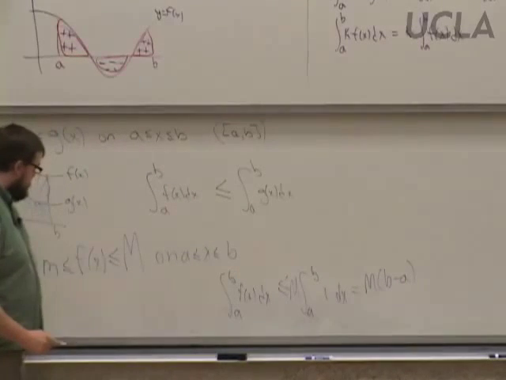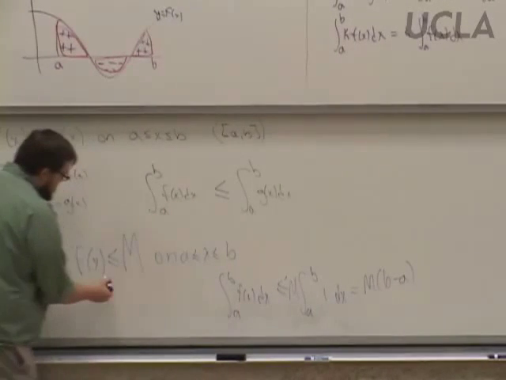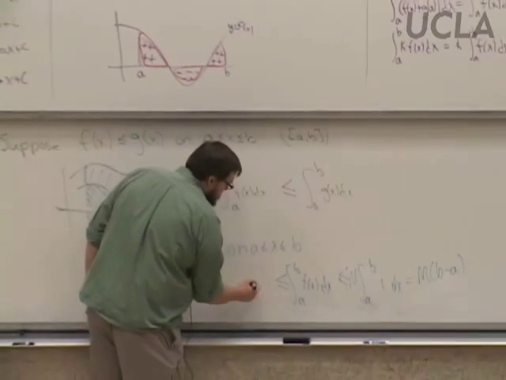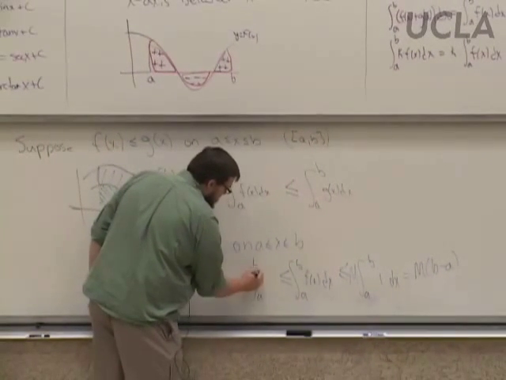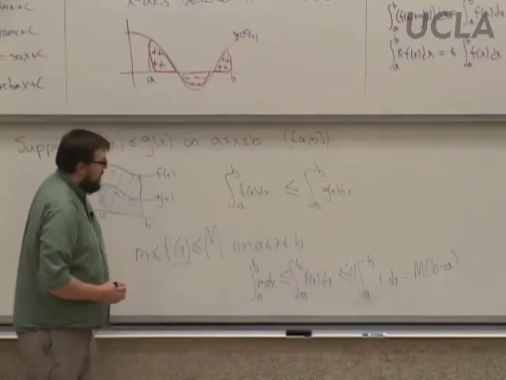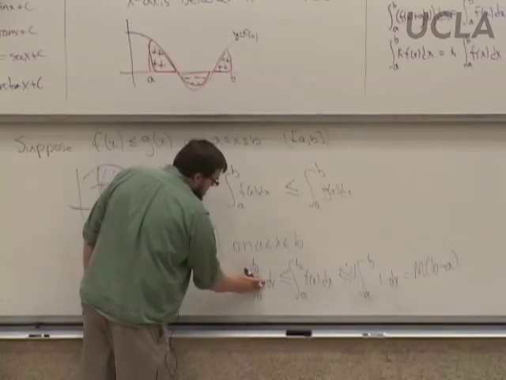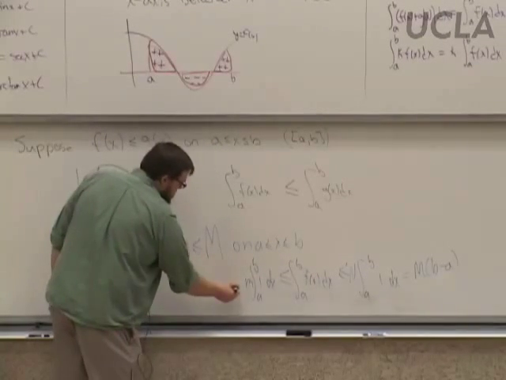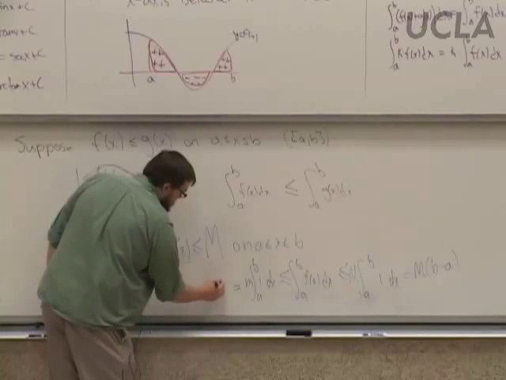On the other hand, I can apply the same inequality on this side. So this is greater than or equal to the integral from a to b of lowercase m dx. And I do the same trick, if you like. Factor out the lowercase m. And that's an easy integral. That's m times b minus a.